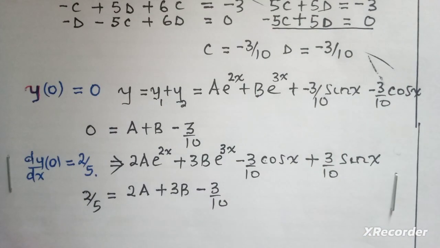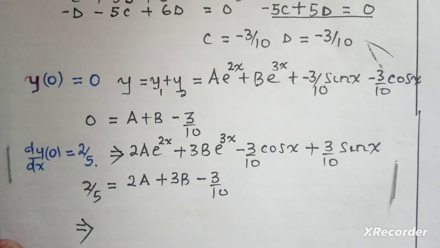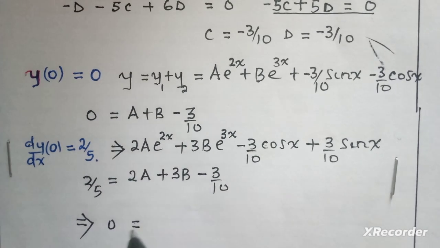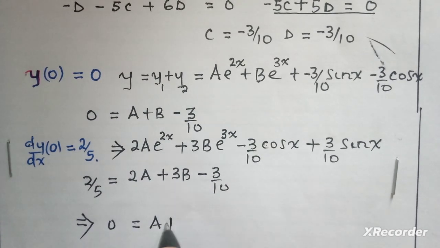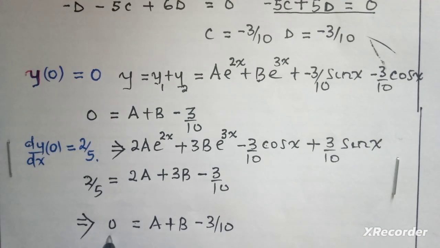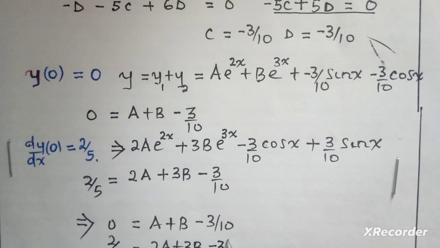We have two equations. So one of the equations, guys, which is the simultaneous equation we are having, is 0 equals a plus b minus 3 over 10. The other one is 2 over 5 equals 2a plus 3b minus 3 all over 10.